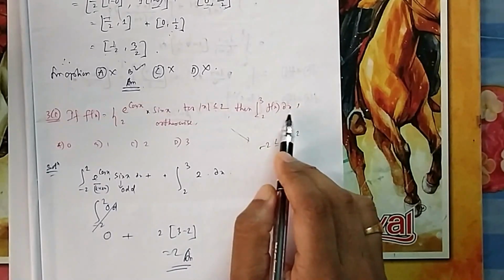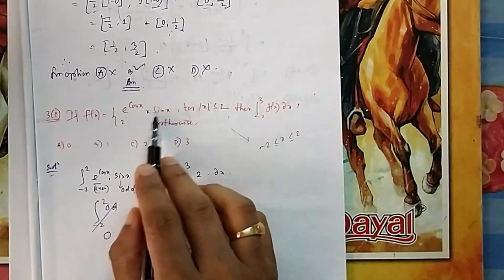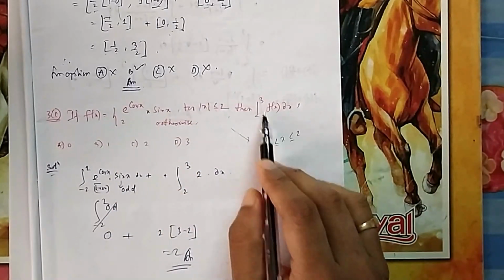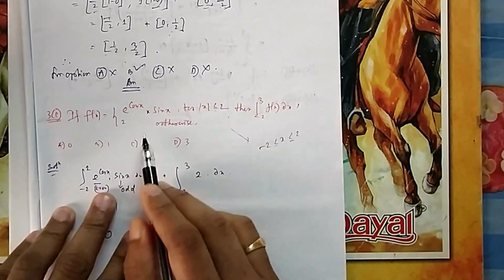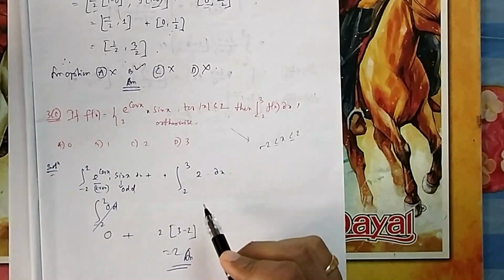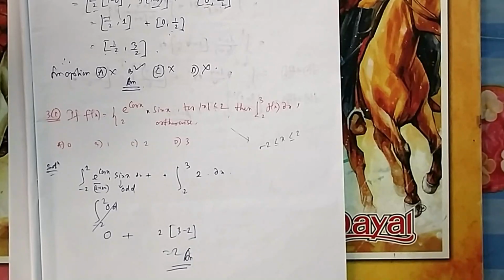Then the integral from minus 2 to 3 of f(x) dx. So from minus 2 to 2, you know, one function applies, and otherwise it is 2. So you have to segregate this. From minus 2 to 2 this function will come, and from 2 to 3 this function will come.